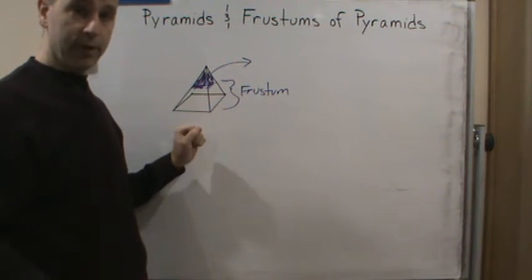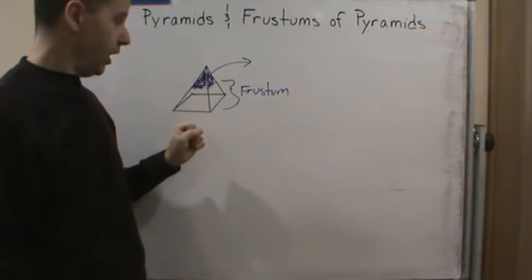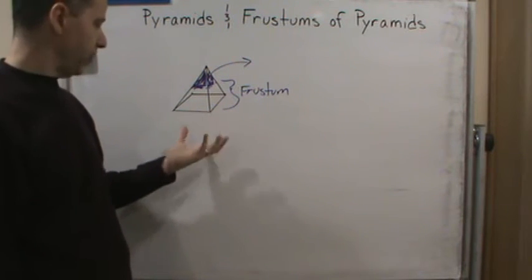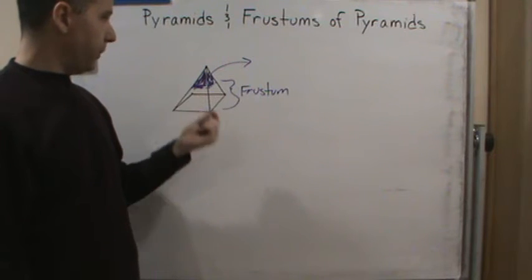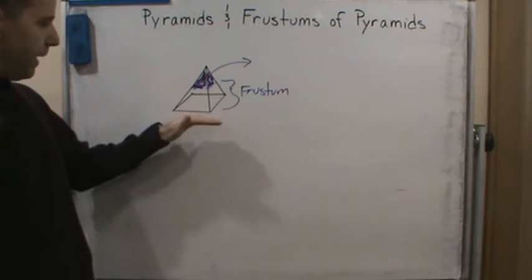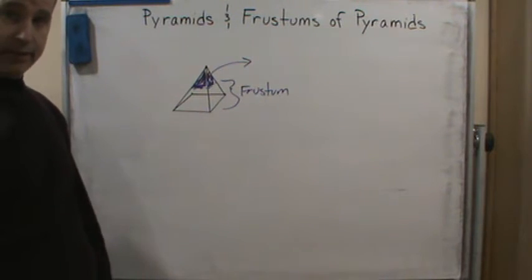Later on we'll talk about frustums of cones, which is pretty much the same idea, except you're dealing with a cone instead of a pyramid. So the frustum of a pyramid is just this bottom piece after you lop off the top.